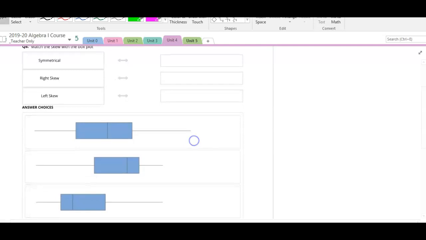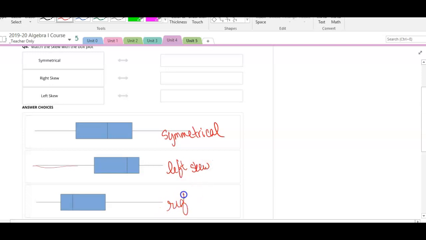All right, let's match. Which one of these looks symmetrical? The first one. Which one has the tail that's been pulled to the left? This one. This is our left skew. And this one is our right skew.